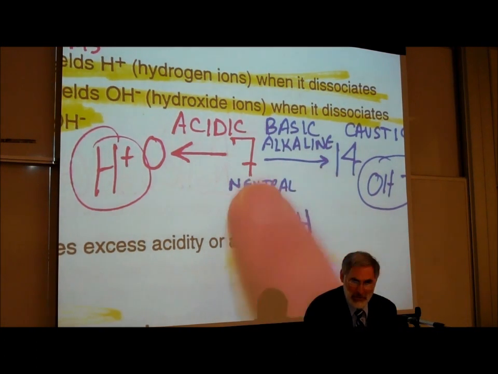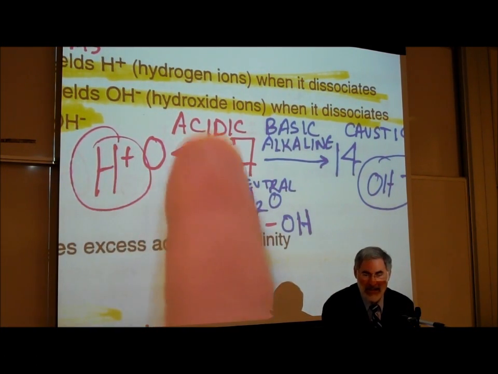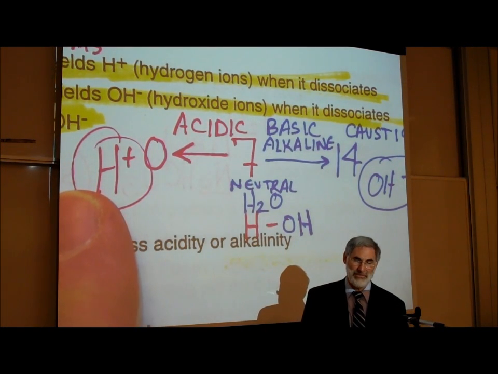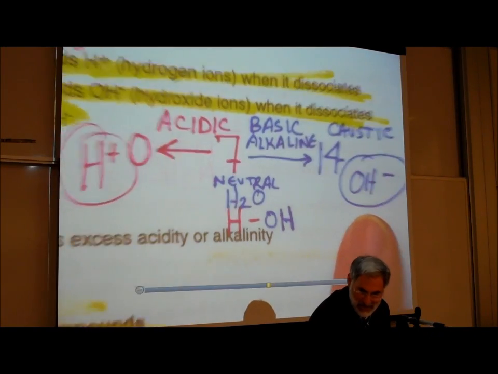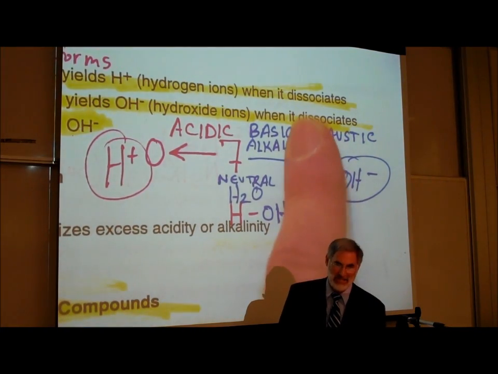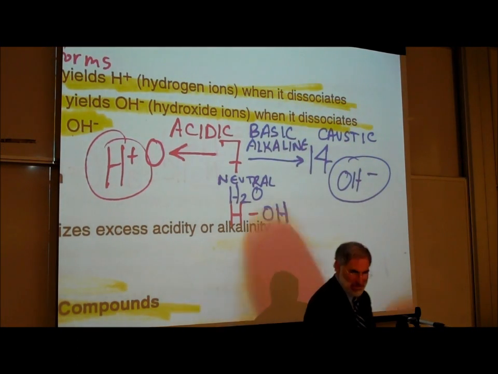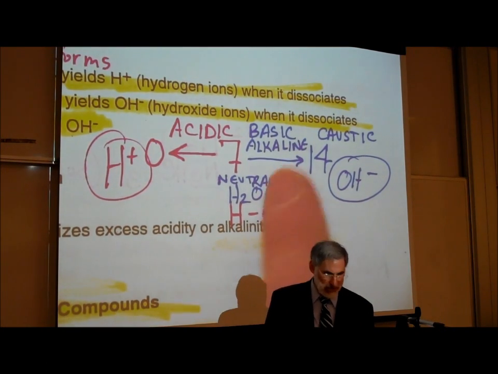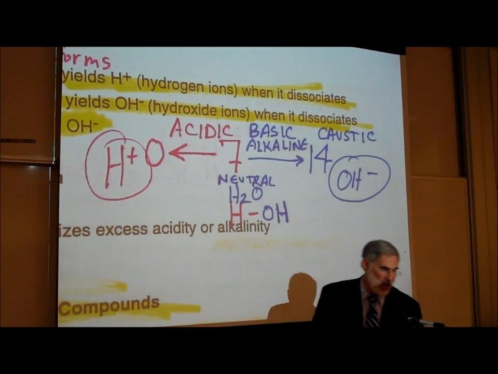Now, any solution that has more hydrogen ions than hydroxide ions is said to be acidic. Any solution that's got more hydroxide ions than hydrogen is said to be basic, or alkaline, or caustic. All three of these words mean the same thing. So whether we say basic, or alkaline, or caustic, it means they have more hydroxide ions than hydrogen ions.